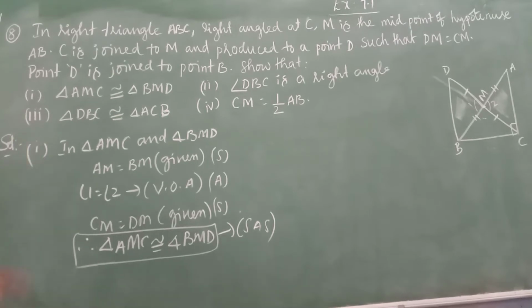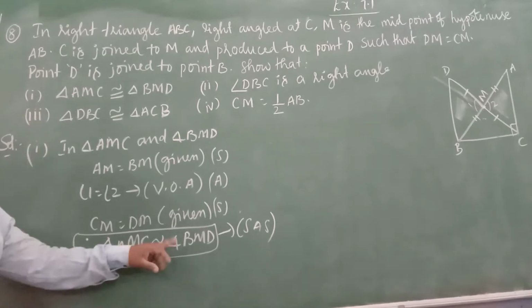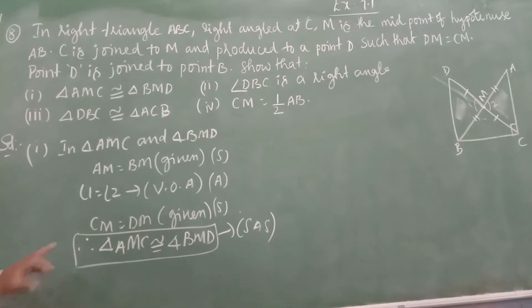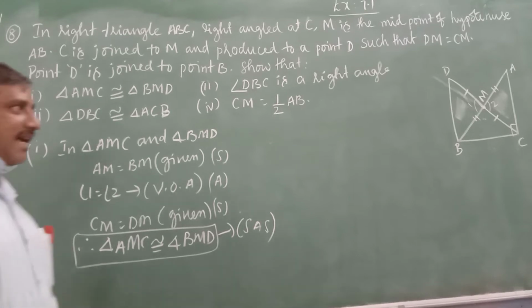First part is over. Second part we have to prove. If these two triangles are congruent triangles, what about the congruent sides? That is, corresponding sides.